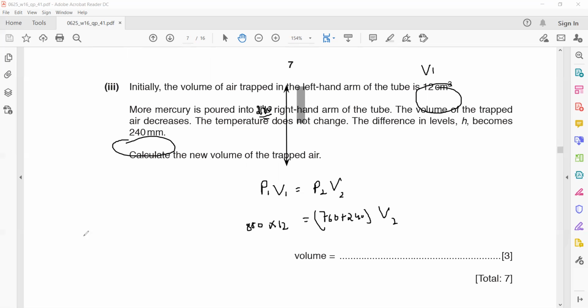So 880 multiplied by 12 equals 1000 multiplied by V2. 1000 is multiplied on one side, on the other side it will divide. So 880 multiplied by 12 divided by 1000 equals V2. Is it clear how we work out the value of V2?